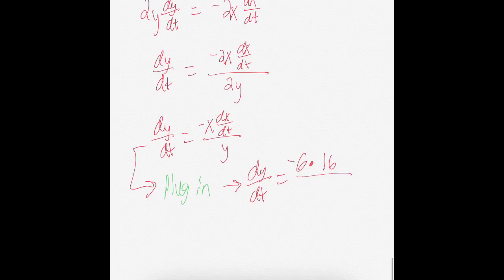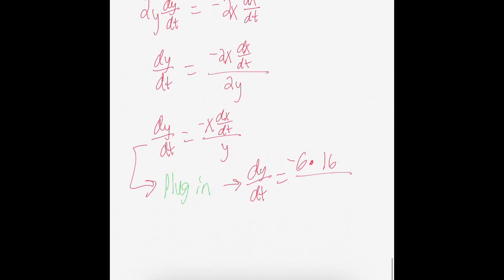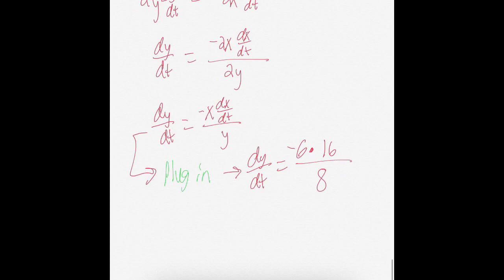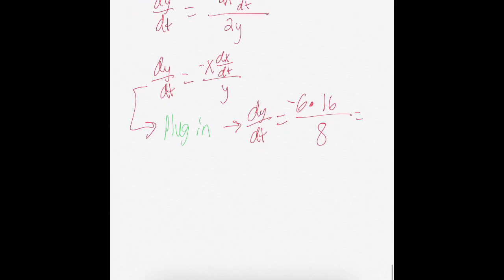And y was, oh, I dropped a negative at some point. See, if we were in a classroom, then you could call me on that. So we should have a negative out front of everything here. So negative 6 times 16, and then y we said was 8. All right, well, 16 and 8 reduces to just a 2, so I believe this is negative 12.